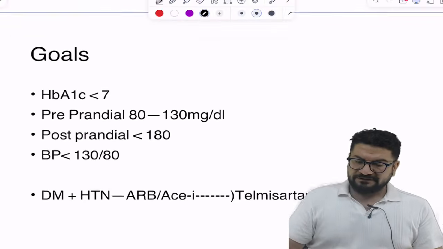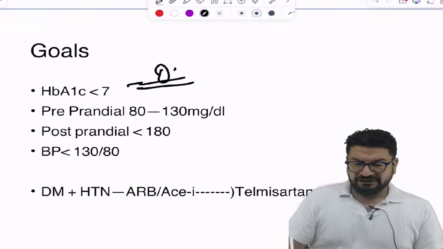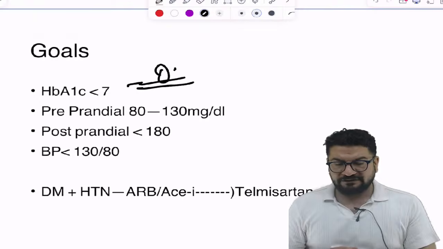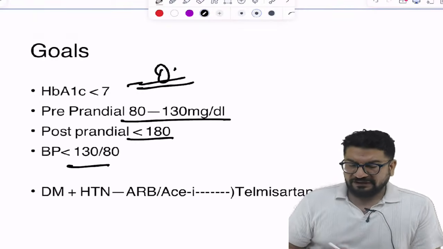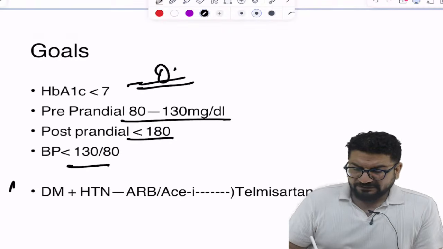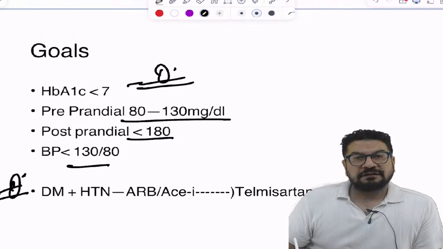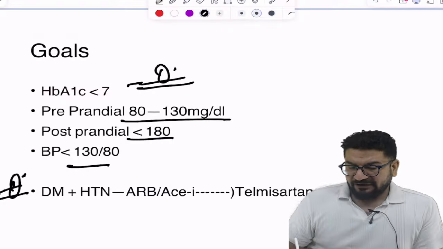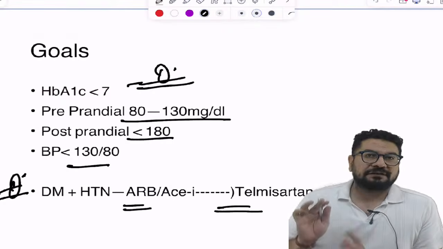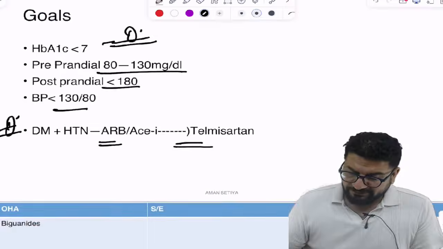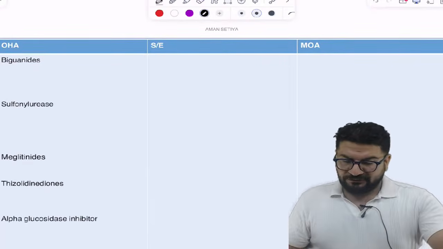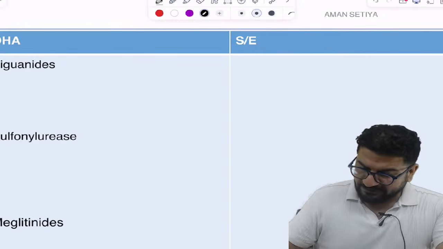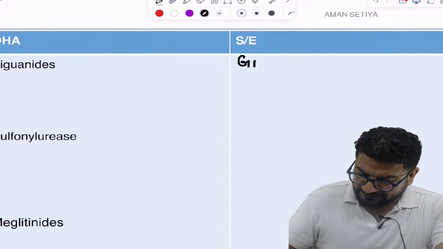Goals will be HbA1c less than 7, preprandial 80 to 130, postprandial less than 180, and BP should be less than 130/80. They ask you like diabetes patient plus hypertension, then which ACE inhibitor or ARB will you prefer? We will prefer telmisartan. Telmisartan is the preferred ARB that we use in diabetics. Then very, very important, they ask you questions on side effects of OHA. Metformin, starting with biguanide. Biguanide means metformin. Remember, the most common side effect is GI upset.